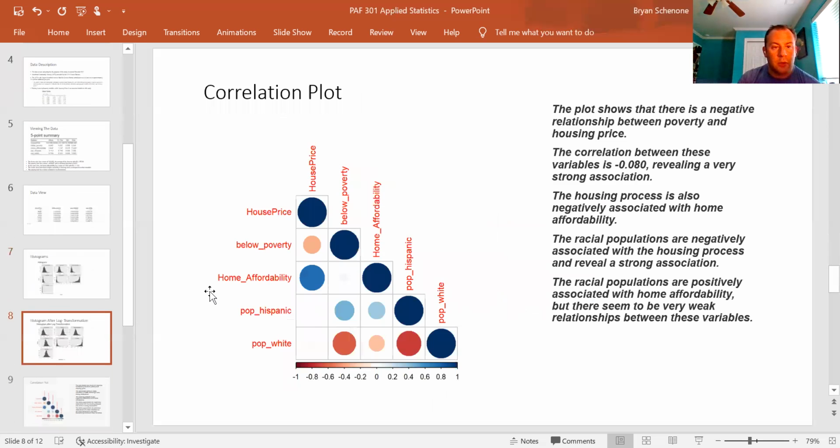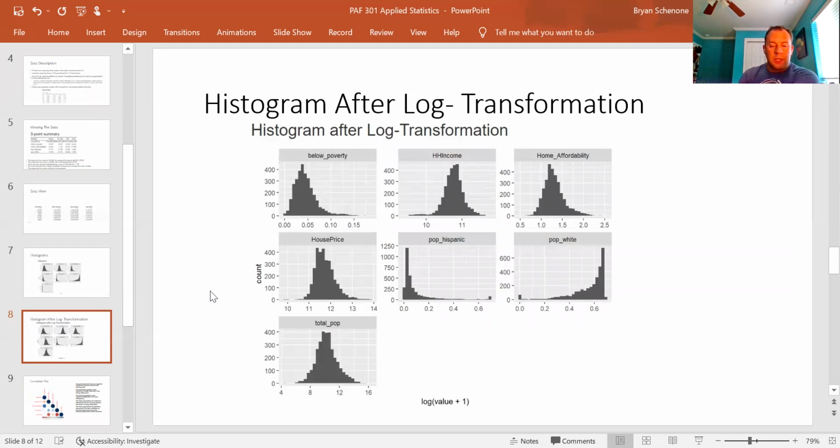If we look at our log transformation, it depends on our variable, and basically it becomes normally distributed after our log transformation. The graph appears as a symmetrical bell-shaped curve centered over the mean. Mean and median are equal, at the center of the distribution, and after transformation, home affordability becomes more normally distributed.